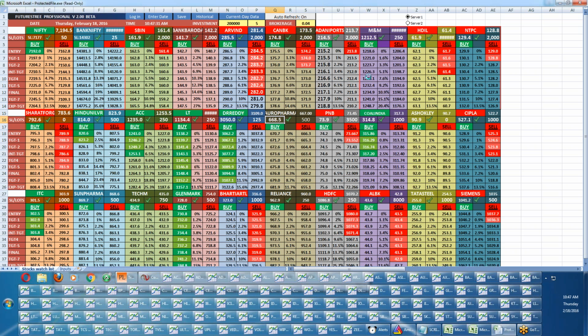M&M, we had a buy. HDIL, we had a buy, and then now we have a sell. But if you just have a look at Bharat Forge, it did its stop loss, and it has done its final targets now. Hindustan Lever is flat here. ACC has done its intermediate target. L&T, I've shown you the chart. There is still a possibility of an upside.